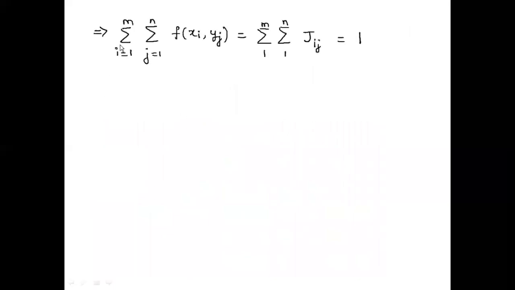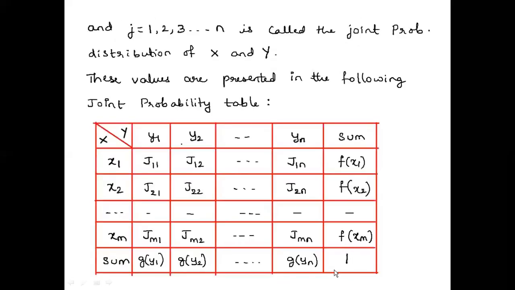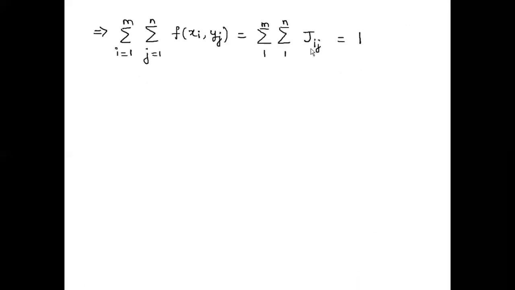Next, the overall sum, that is summation i equal to 1 to m, summation j equal to 1 to n, f of xi comma yj gives us the double summation of jij, and the sum is equal to 1. What we saw in the last video: the sum of all f functions is 1, and the sum of all g functions is also equal to 1. That is what we have written symbolically.